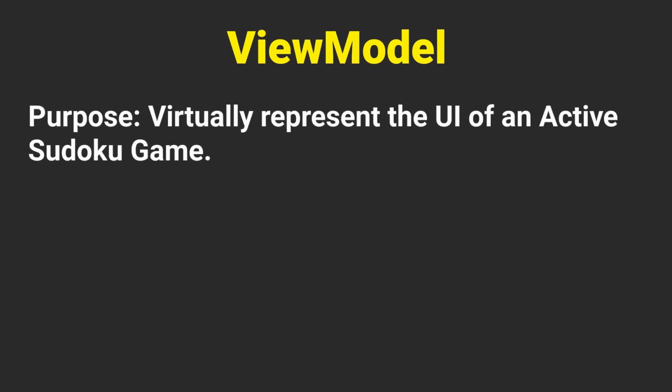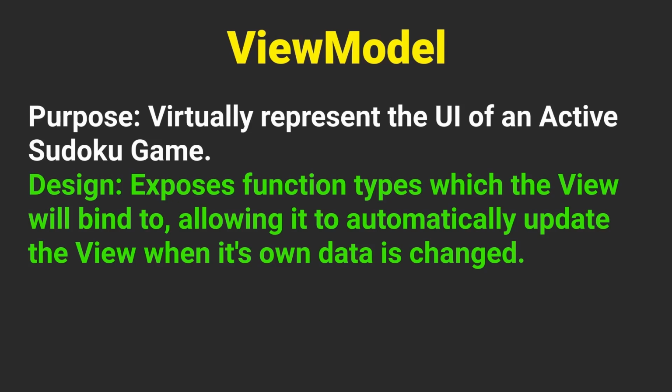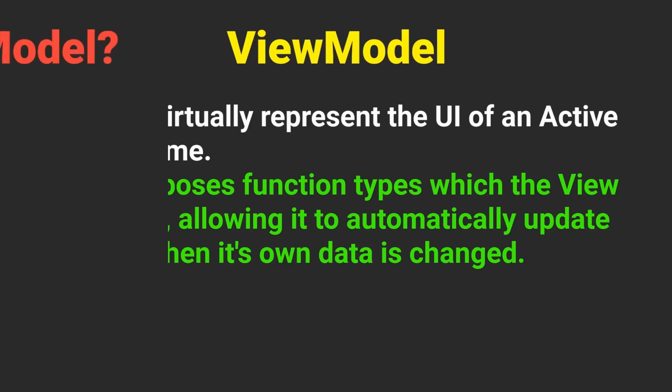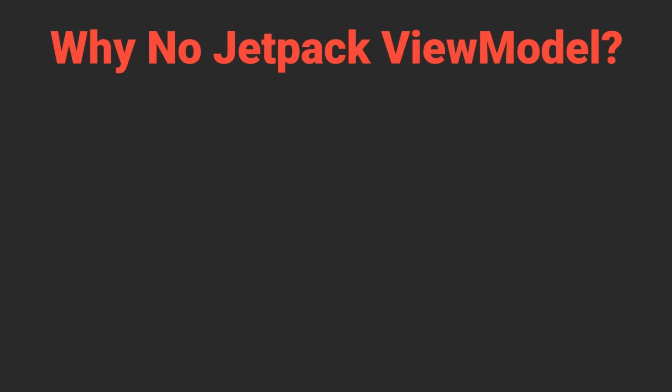The purpose of the ViewModel is also to do exactly what the name implies. It is a virtual representation of the user interface which the view observes. In simpler terms, it is a model of the view. It exposes function types, which is a very simple and easy stand-in for the observer pattern in situations where we don't require multiple observers. Each time our logic class updates, the ViewModel will automatically publish the new data to the view. Another design decision with this ViewModel is that it does not extend Jetpack ViewModel.